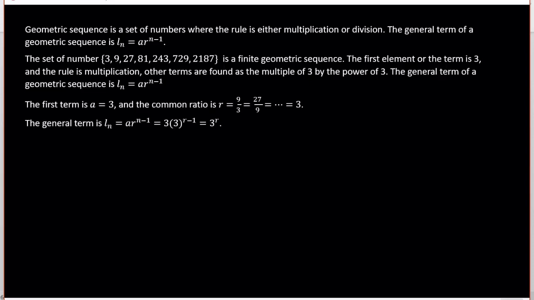Now the general term is a r to the n minus 1. If you plug it in, 3 times 3 to the n minus 1, and you can apply the exponent rules. You get 3 to the n minus 1 plus 1. That gives you 3 to the n.